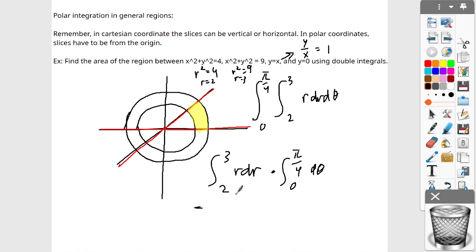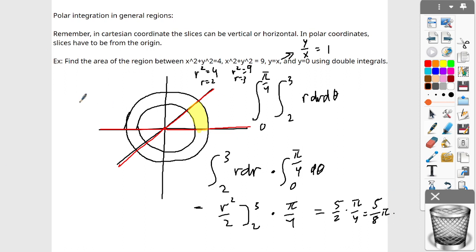So what are you going to get? You're going to get r squared over 2, evaluated from 2 to 3, times pi over 4 minus 0. This is equal to 9 over 2 minus 4 over 2, which is 5 over 2, times pi over 4, or 5 over 8 pi.